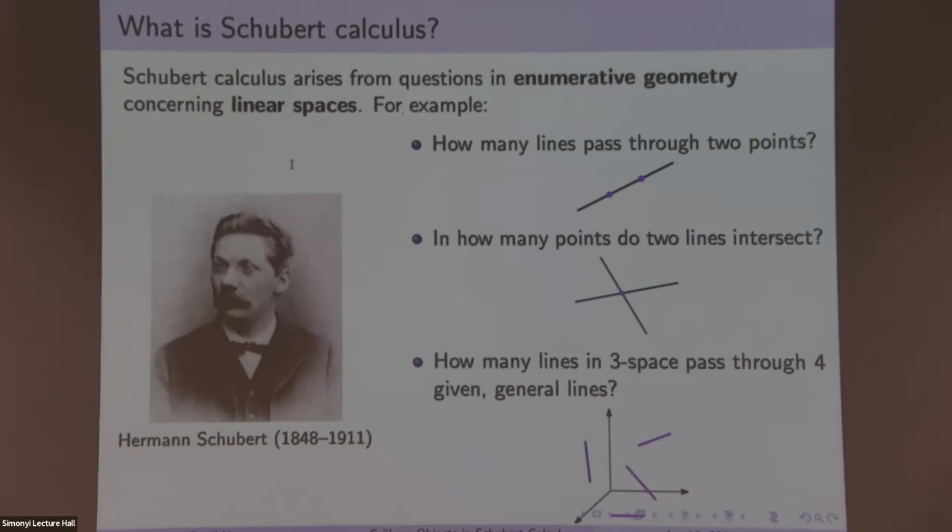Here's maybe a less trivial one. If you haven't seen this, it's fun to think about and see if you can come up with an answer. If you don't know, you're welcome to ask me after the talk. So how many lines in three-dimensional space pass through four given general lines? That's the question.